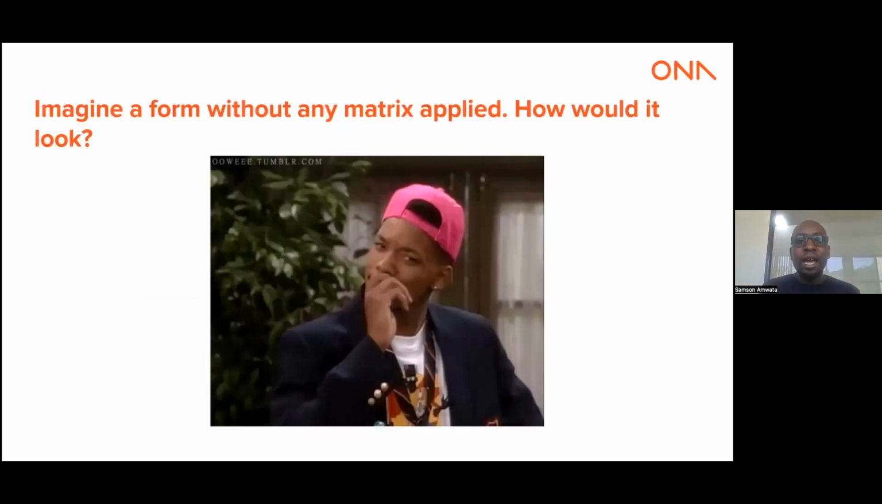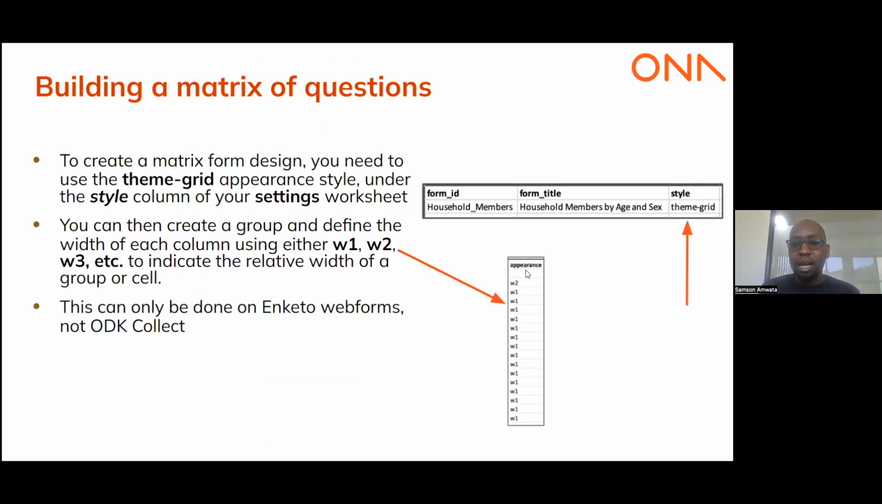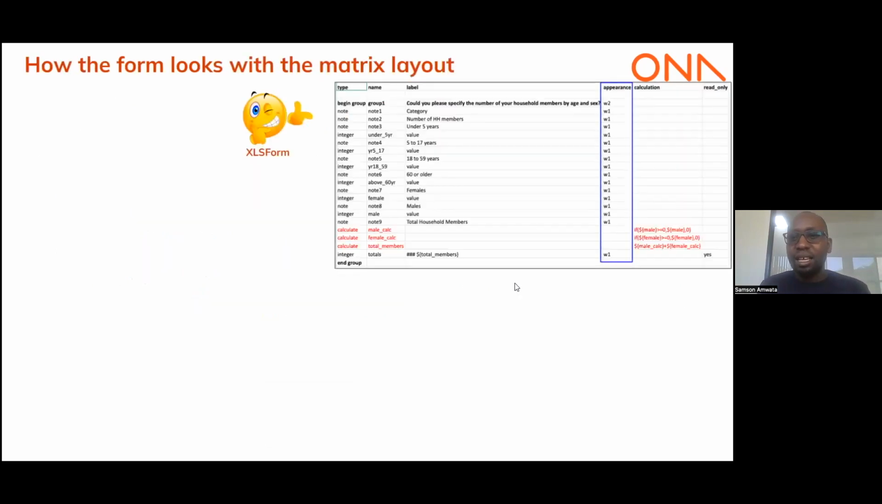So that's why in my screenshot here, I have W2 under the group. In the next instance, this will be my form. So this is how my form will look. I'll have the form under the begin group. I'll have W2 because I want 2 questions per row. Then I will have width 1 for the rest of my questions.